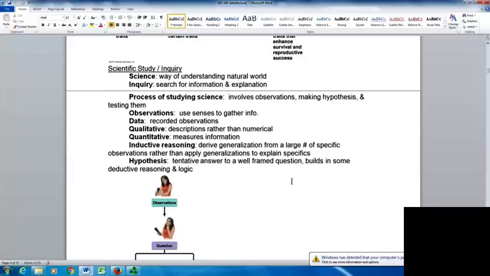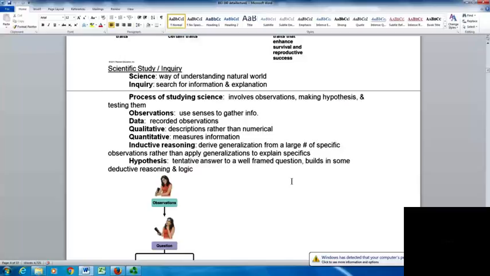When we use reasoning, there's inductive and deductive reasoning. Inductive reasoning derives generalizations from a large number of specific observations rather than applying generalizations to explain specifics. You have to be careful with this because it could lead you down the wrong road. So if, for example, you went to a forested park in Washington, and you said, okay, I can see what's going on here in this park. All of these plants here have flowers. So I'm going to make the generalization that all plants in Washington State have flowers.